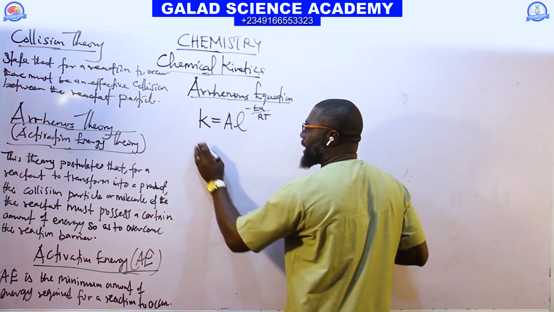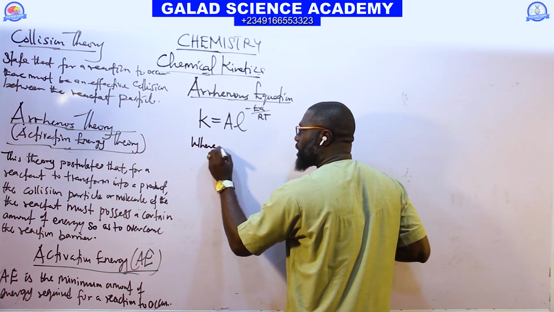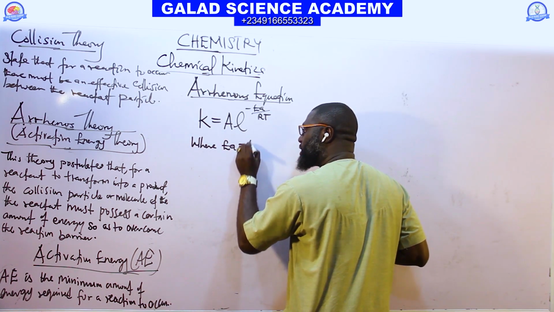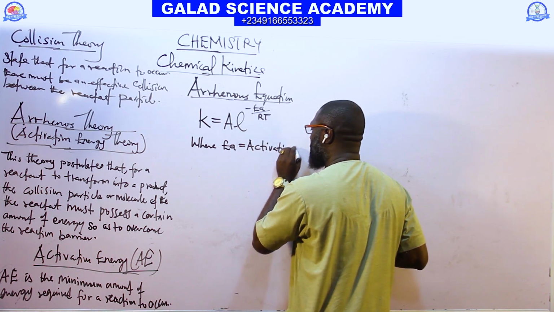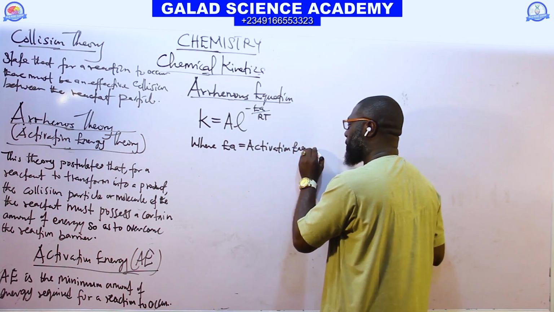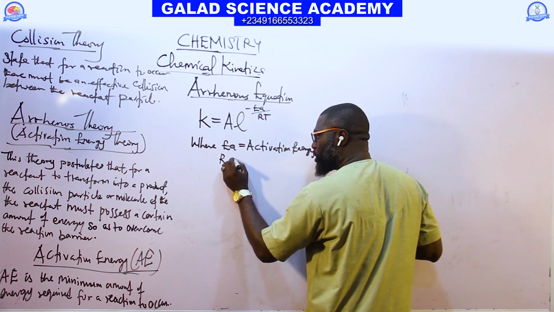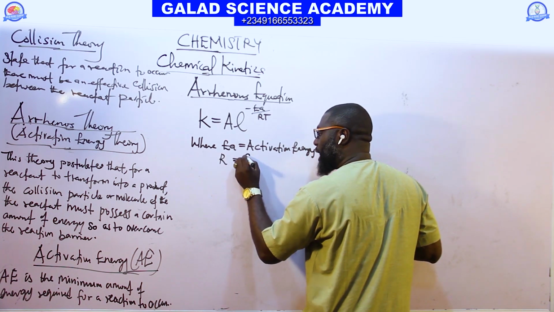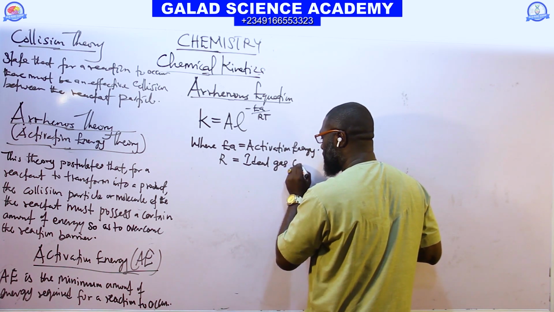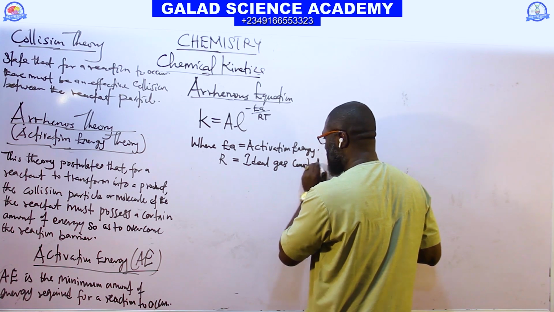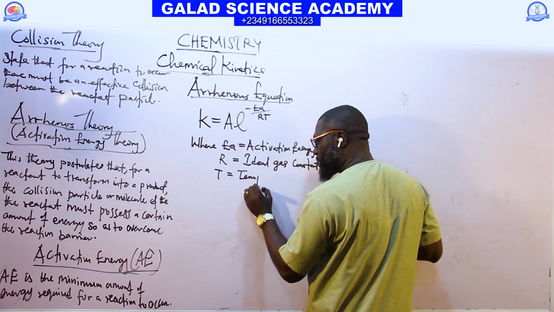And here, where EA is the activation energy, R is the ideal gas constant, and T is the temperature.